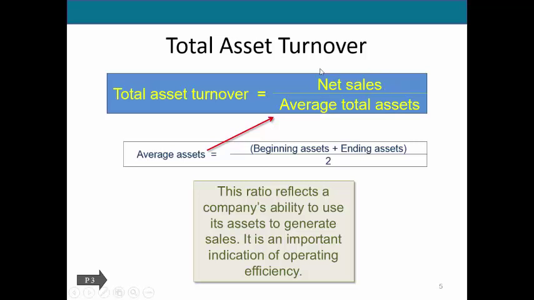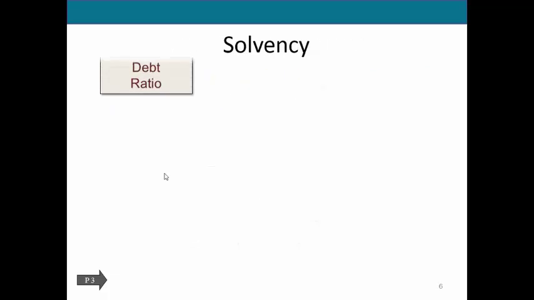We're simply dividing our net sales, so we're looking at what is it that we're producing by purchasing and investing in assets. Divide that by average total assets. Again, average total assets is the same as we've been calculating balance sheet averages on the previous ratios. So again, this ratio tells us how effective is the company at using the assets that they have to generate sales.